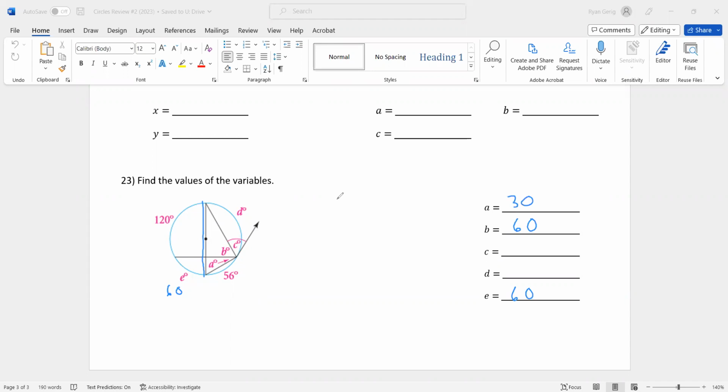And now I have, this is 56. This is 60. This is 120. D is what's left to make 360. Those are all the arcs. And then whatever you get there, you divide it by 2. I'll let you actually do that math.